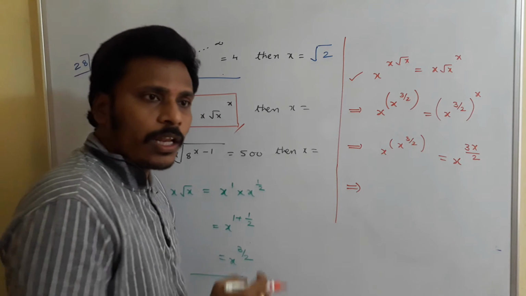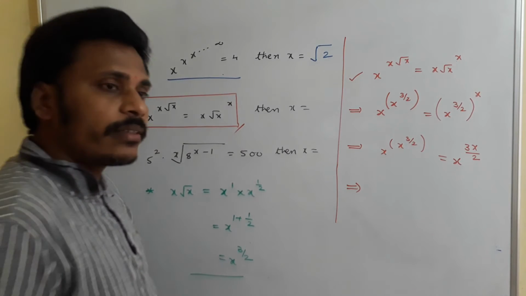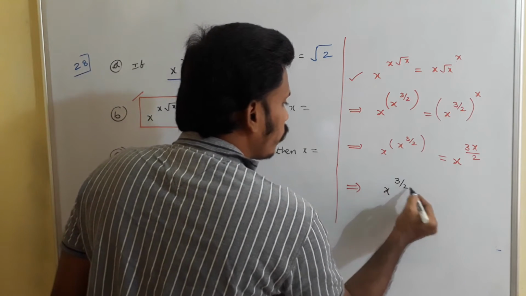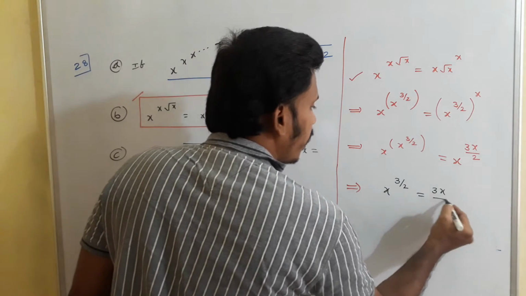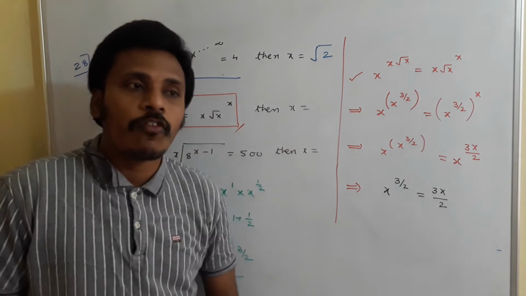Since the base is equal, you just equalize the power. Okay, we know it, right? If bases are equal, then powers should be equal. So equalize the powers. x power 3/2 is equal to 3x/2. Our target here is to find the value of x.